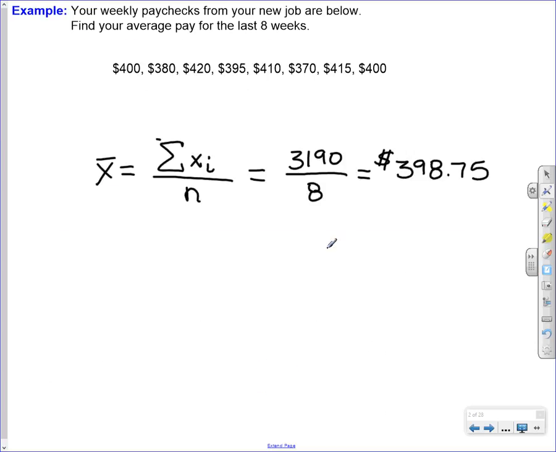All right, so now let's calculate a mean. Your weekly paychecks from your new job are below. Find your average pay for the last 8 weeks. So in the formula, this means you sum up all the observations. We add all of these together, we get 3190, divide by 8 because there were 8 different paychecks, and you see that you got $398.75 on average each week. And so that's how we find a mean.